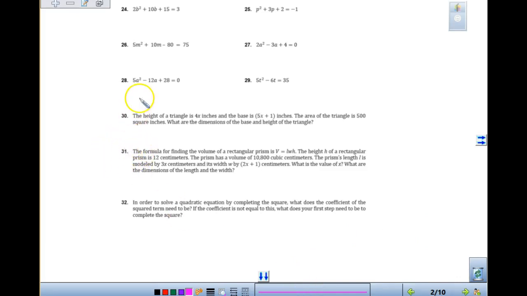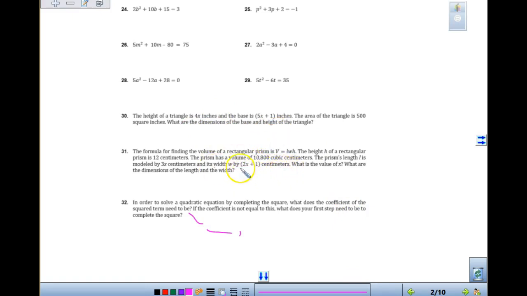For 32, my hint would be, how did you do any of these questions, 24, 25, 26, 27, 28? In order to complete the square, the lead coefficient must be, so you should be able to answer that. What is our lead coefficient? The next thing, if the coefficient is not equal to this, what do you have to do for the steps for completing the square?